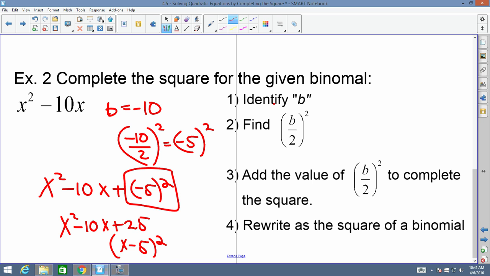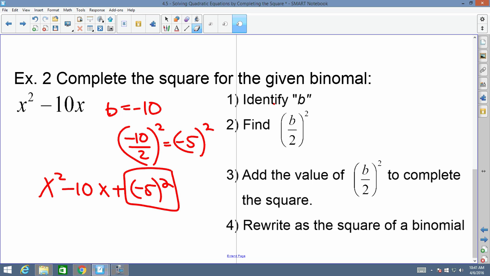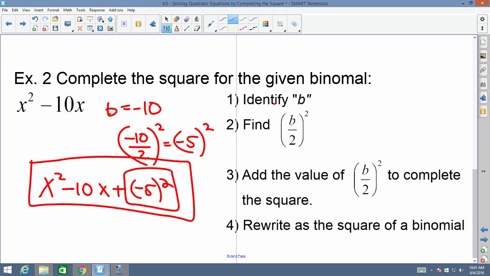That's all fine and dandy, and that's all good and sweet. However, I like my method better. My method skips a step. In my method, this is what I do. I know that I did the math here correctly. This math is correct. Now I've got to create a perfect square binomial.